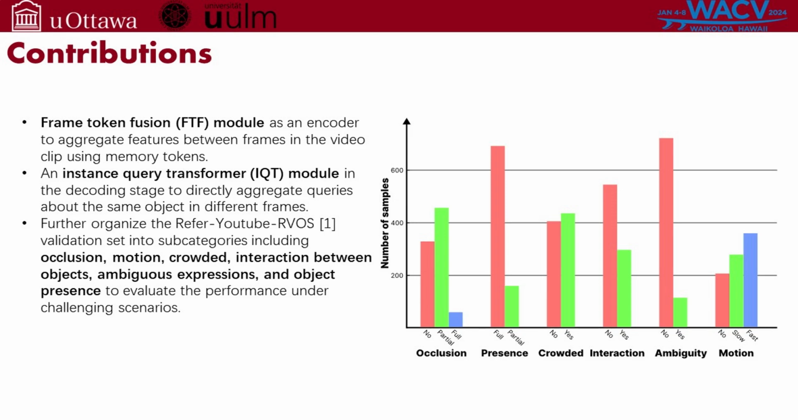As for our contributions, we first present a frame token fusion (FTF) model to aggregate features between frames in the encoder, and an instance query transformer (IQT) module in the decoder to directly aggregate queries about the same object but in different frames. In order to evaluate how the temporal context enhancement improved the performance under challenging scenarios, we further organized the Refer-YouTube-VOS validation set into subcategories including occlusion, motion, crowded, interaction between objects, ambiguous expressions, and object presence. The graph on the right shows the distribution of different categories.